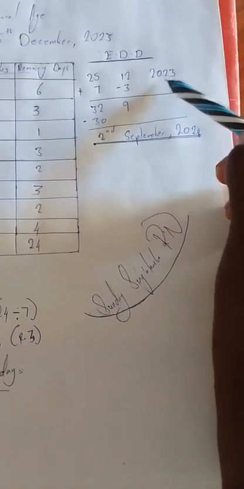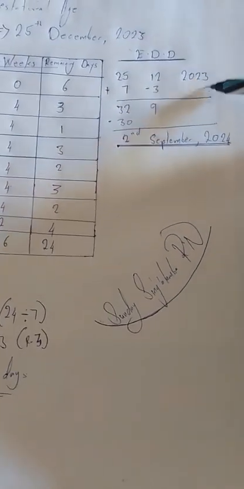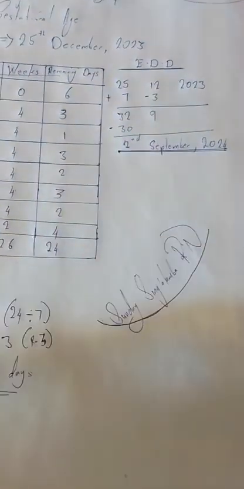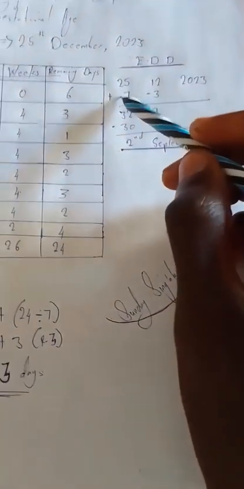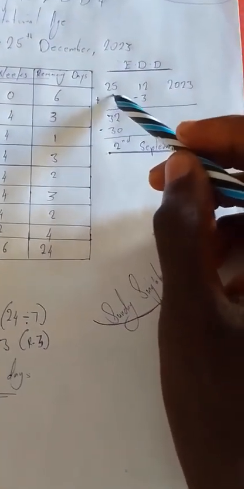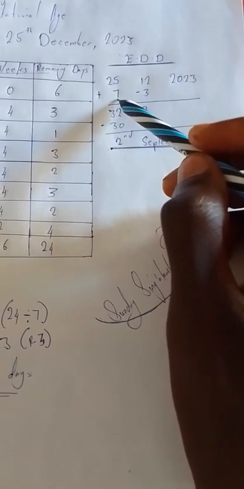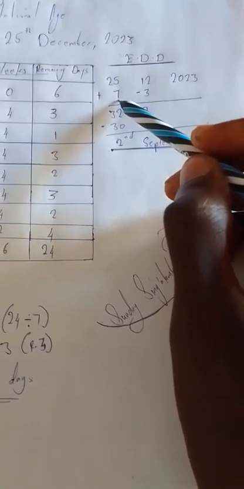So the LMP was 25th December 2023. So these are days, these are weeks, and these are years. On days, here we add 7, since in 1 week we have 7 days.